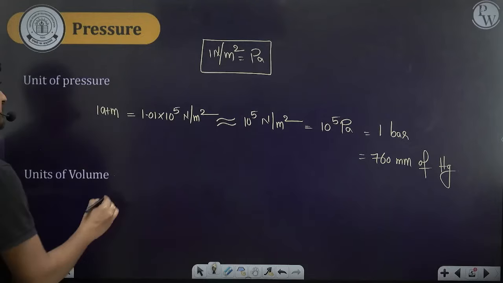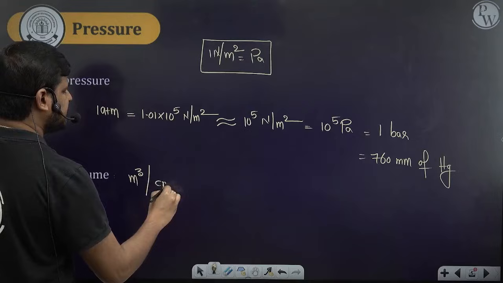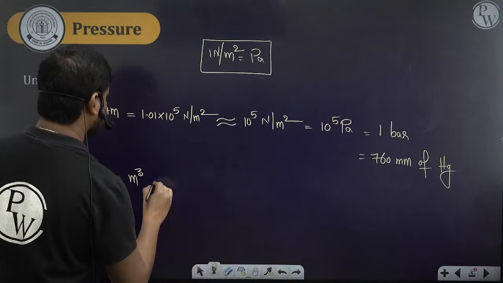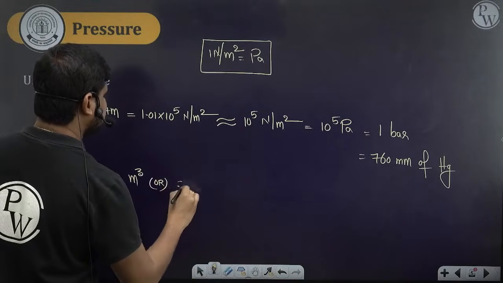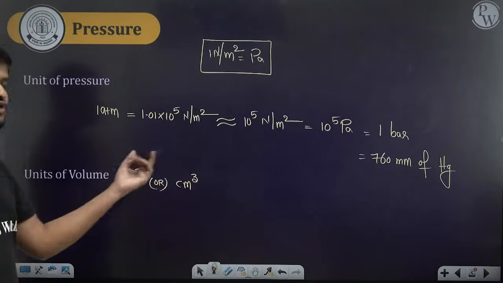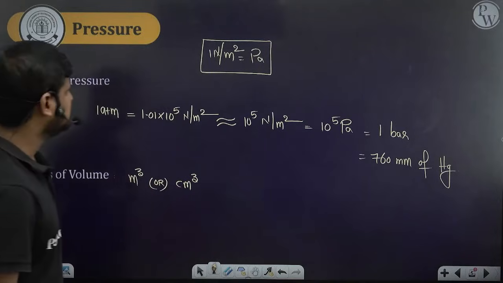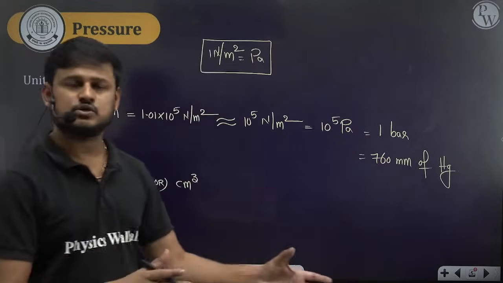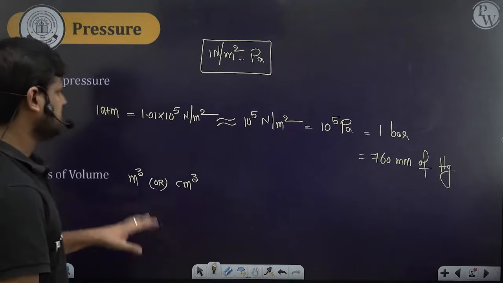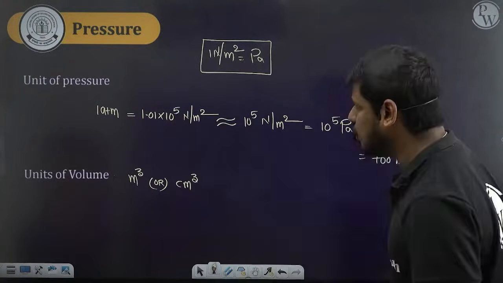Volume units are either meter cube or centimeter cube. We can also call centimeter cube as cc. This is meter cube. Done? Clear, guys? You know how to convert meter to centimeter and centimeter to meter. So this is the basic information related to pressure and volume.